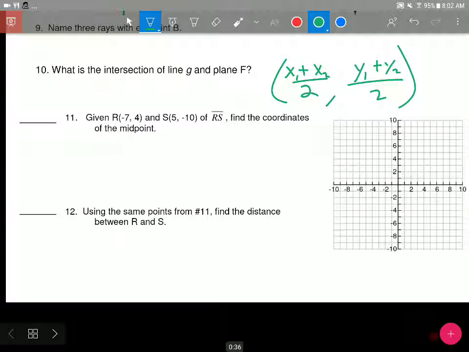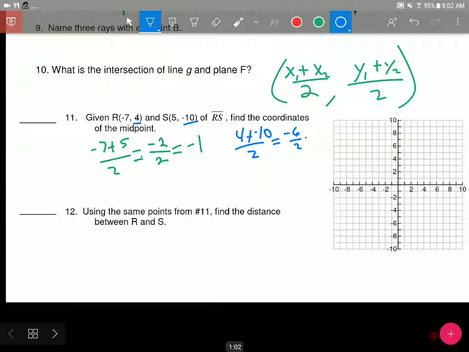So add up my X's: -7 plus 5 divided by 2. So -7 plus 5 is -2, divided by 2, which is -1. And then let's do the Y's. 4 plus -10 divided by 2 equals -6 divided by 2, which equals -3. So the answer is -1, -3.